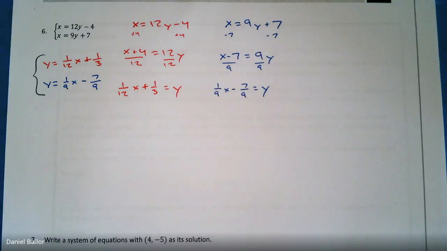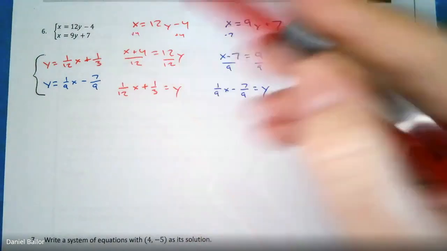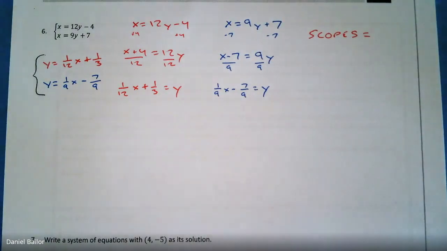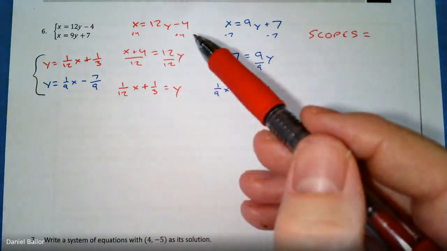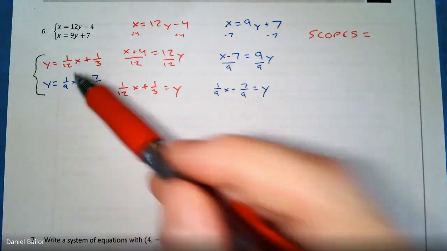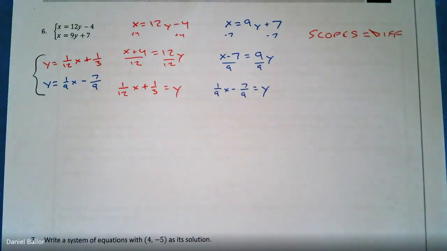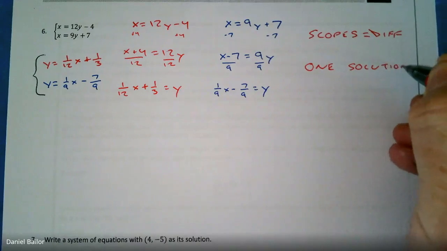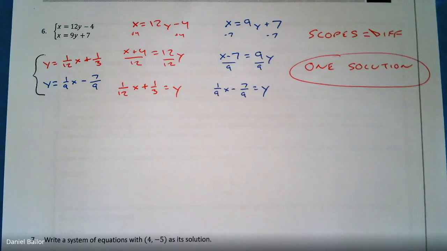So let's look. What are the slopes? We have slope-intercept form. Now we're ready to compare them to find out how many solutions there are. Looking at this, you can see that the slopes are different. So the slopes are different. And if you remember from the notes, different slopes means there is one solution. One solution. Different slopes, one solution.